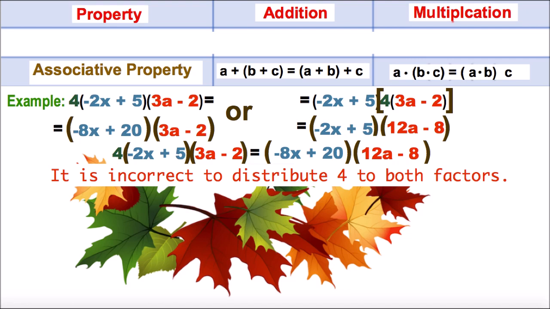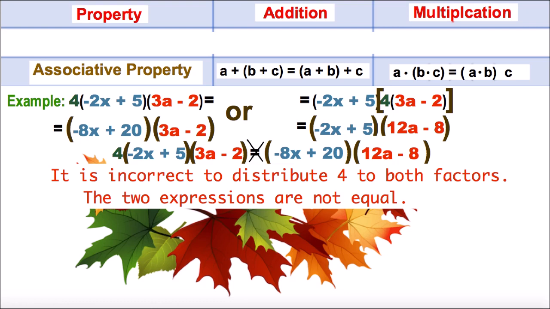It is incorrect to distribute 4 to both factors. So these two expressions are not equal. It was a trick. The right side distributed 4 to both factors when they should have only done 1.